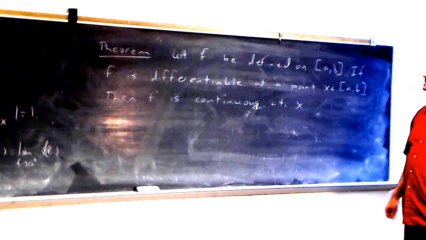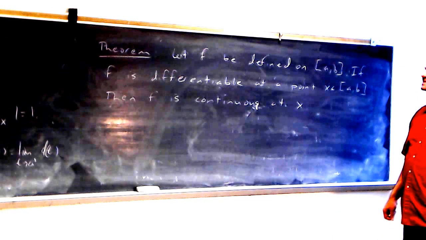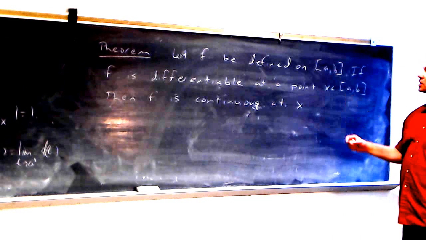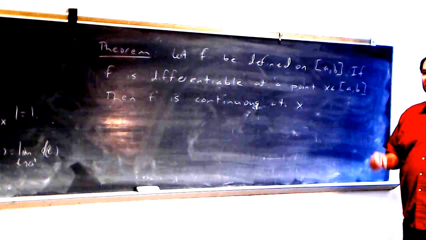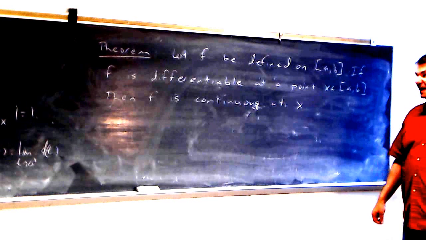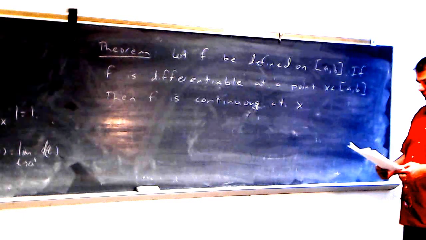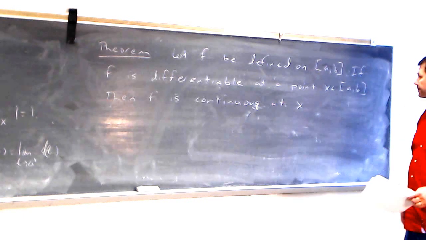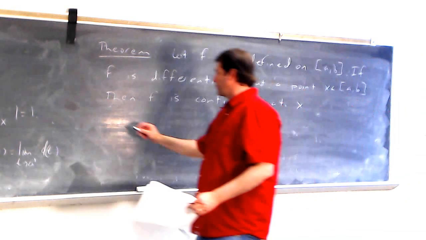So this theorem says if the function is differentiable at x, then it had to be continuous. And we're talking about a function defined on a closed interval, a to b, into the real numbers, and we're using the usual method. So that's what's involved in this theorem. So let's look at the proof.